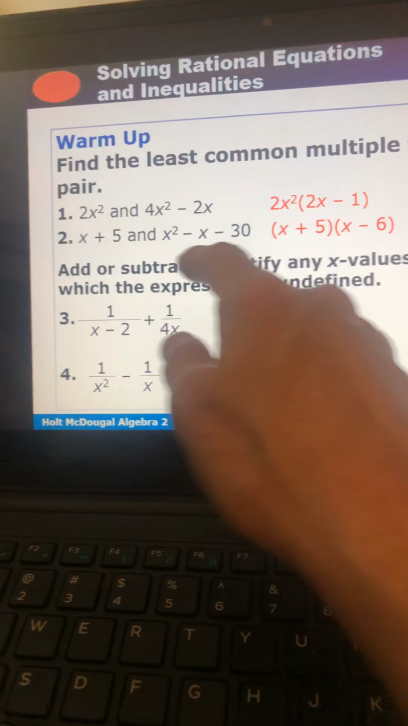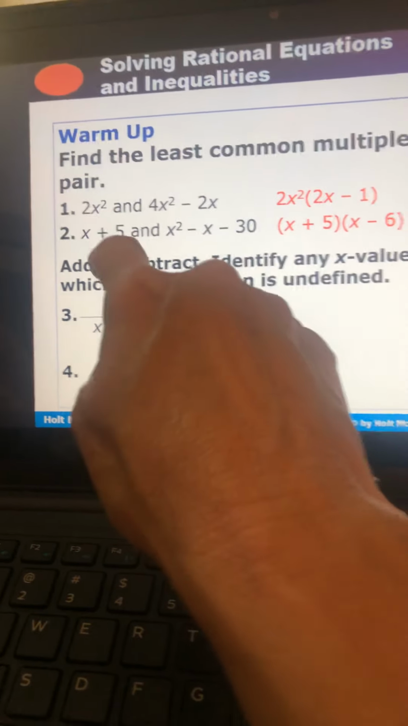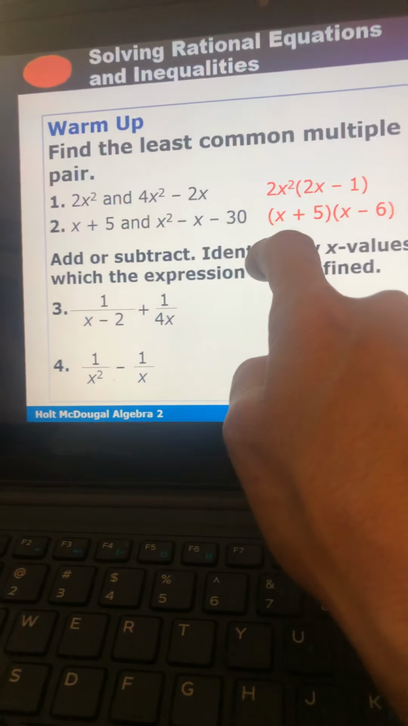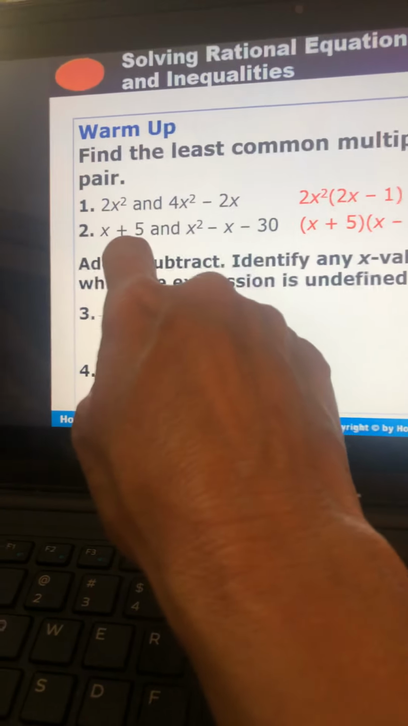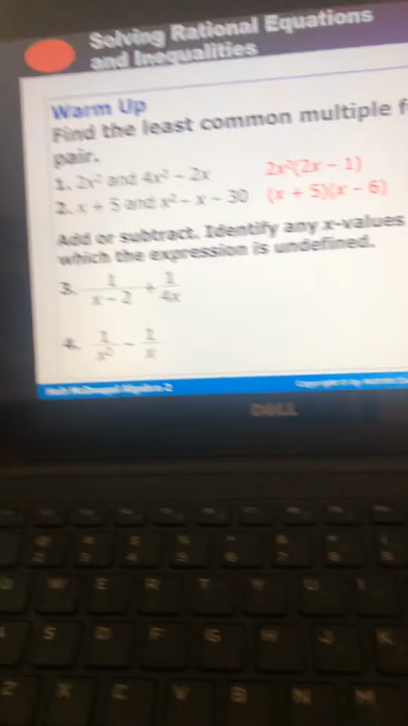And then here, if we factor this out, it will factor to x minus 5, x minus 6, and x plus 5, x minus 6. And here we see that we have x plus 5 here already. So it's going to be x plus 5 and x minus 6.